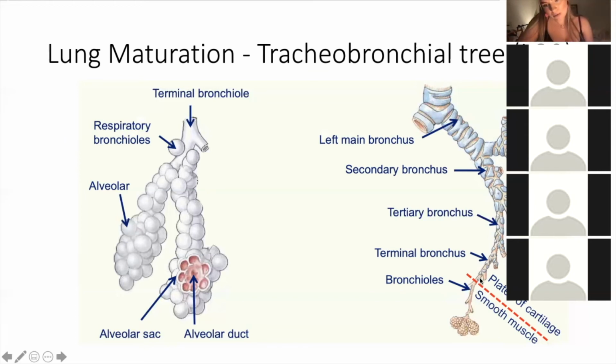When we get down, past the terminal bronchus into the bronchioles, and then you can actually see on the left image again, we've got the terminal bronchioles, then these branch off into respiratory bronchioles, and then we have the alveoli here. So we have the alveolar ducts and the sacs. And these are composed of smooth muscle, so there's no plates of cartilage past this point.